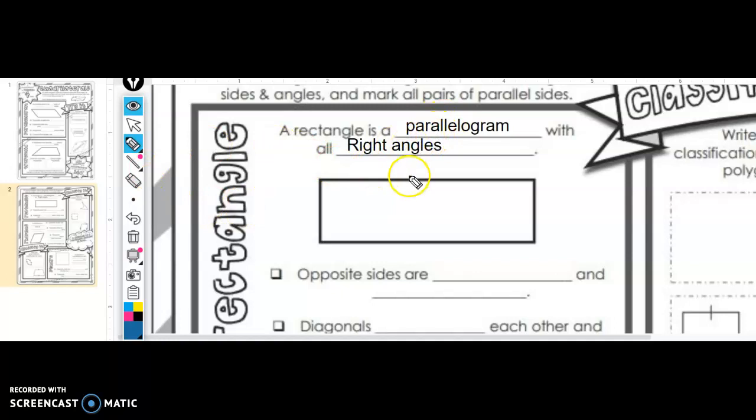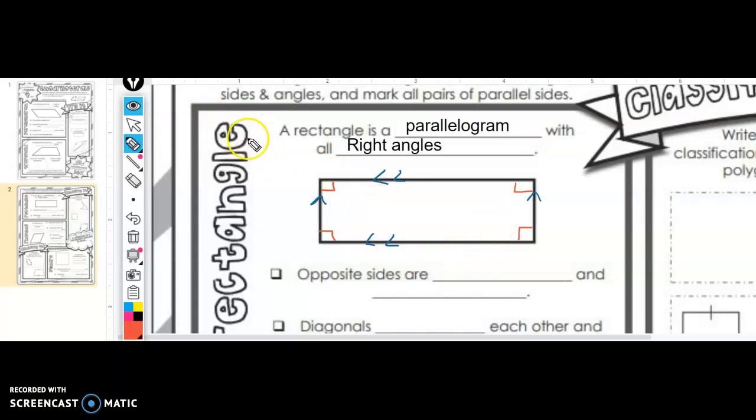Since it is a parallelogram, both pairs of opposite sides are parallel. So I'm going to indicate that with the parallel line marks. There's that set of parallel lines, and we have a second set of parallel lines. We also have all right angles. We're kind of used to seeing that as a square in the corner. Most of the time they're red, so they stand out. So there's the all right angles.